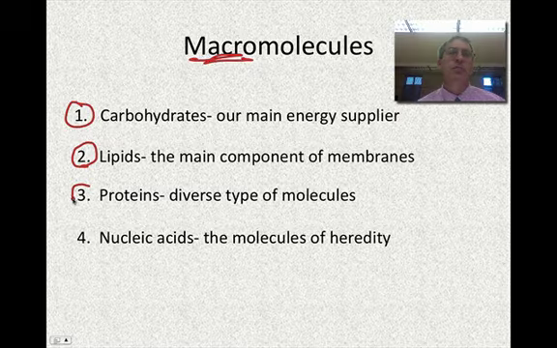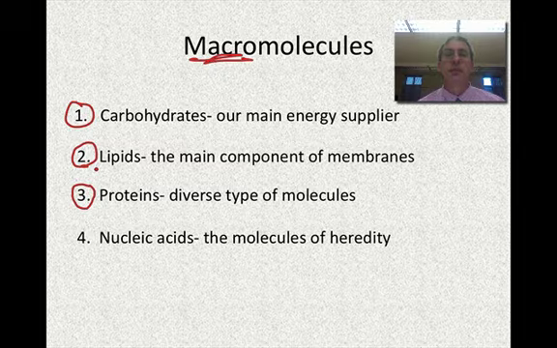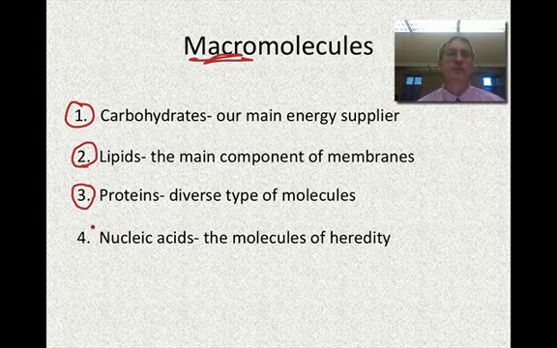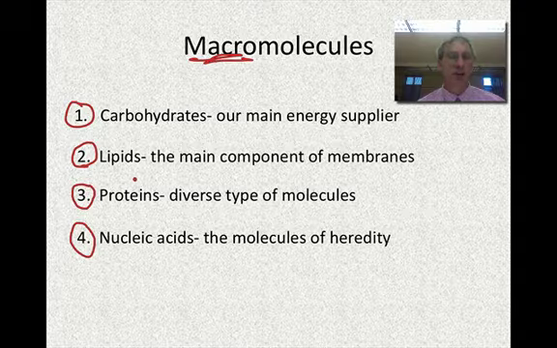Many people might want to put proteins up at the top. Proteins are a very diverse type of molecule. There's many different types of proteins, and they perform a very wide range of functions. And then kind of where a lot of action is directed these days, nucleic acids, our DNA and RNA, the molecules that are responsible for our heredity.